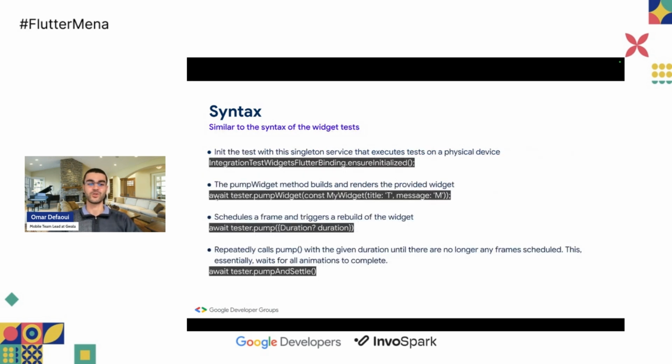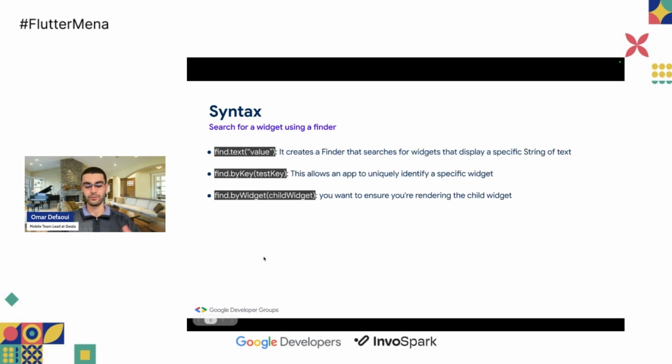Next, now that we have talked about the basic functions that we will use every time we write an integration or widget test, before doing anything, we need to find the widget that we will try to access. So for that, we use what we call the finders. There are a lot of finders. For example, we search by a value inside a widget, or we can select using a key.